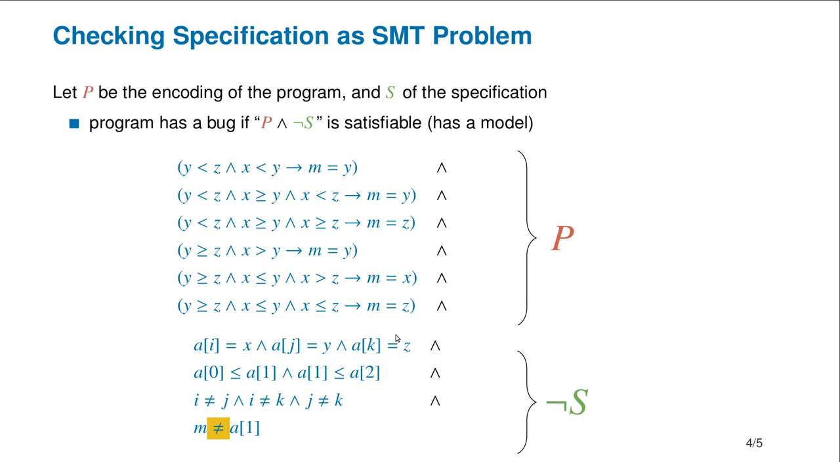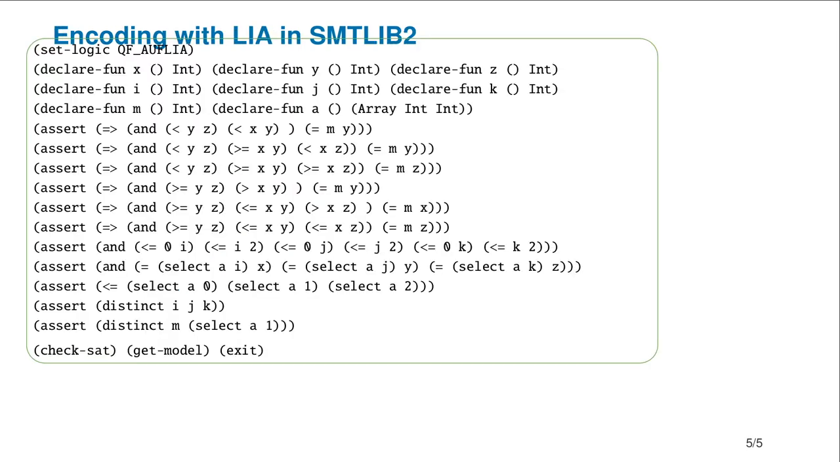and here we simply say that M is different to array A at position 1. Okay, and if we look at the code, then this looks like this.